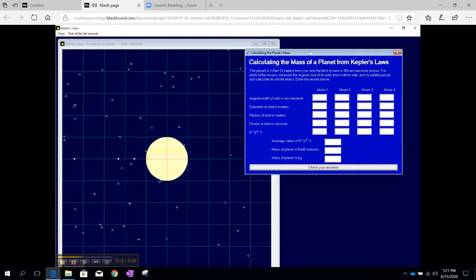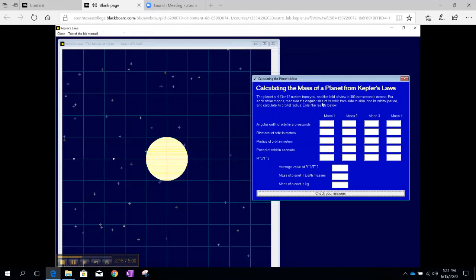The most important thing to look at first here is that the field of view is 300 arc seconds. That means there are 10 grids, and the total 10 grids should be equal to 300 arc seconds. So one grid would be 30 arc seconds. If it is half of a grid, it would be 15 arc seconds.